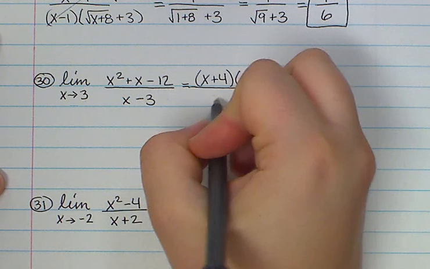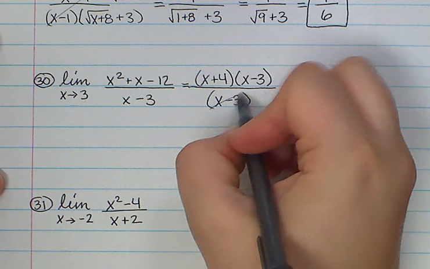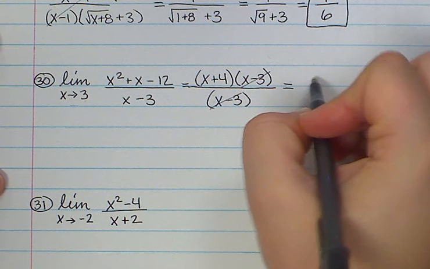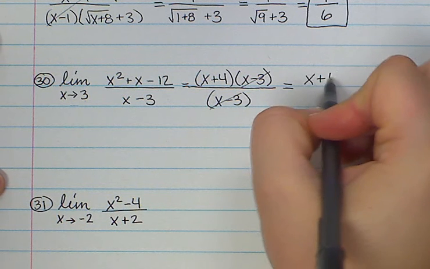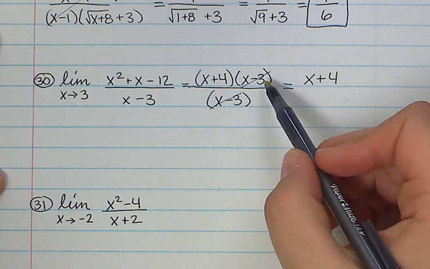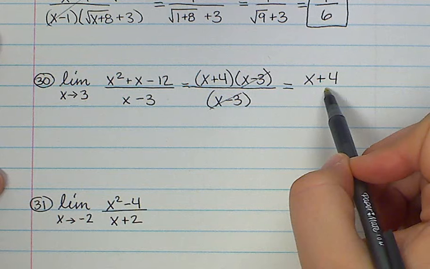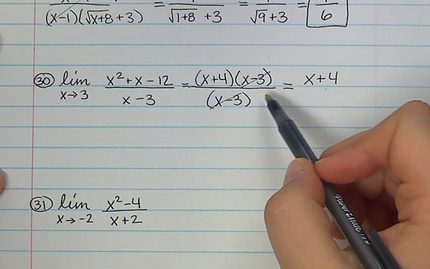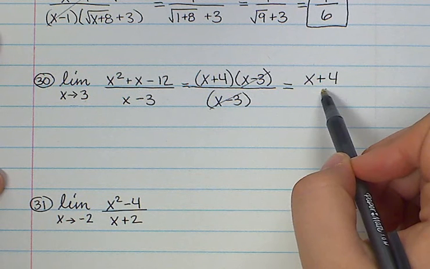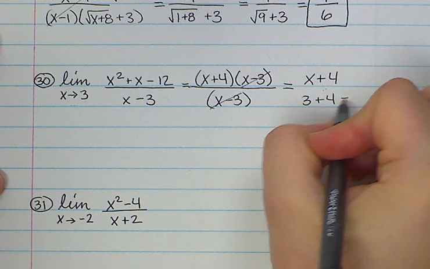If you're still struggling with factoring, the only way to get faster at it is to do more of it. So come and see me and I can give you some extra practice for factoring. It'll be worth it. So in this case, the x minus 3's cancel, and I'm left with x plus 4. Since it's in the numerator, I don't need the 1 placeholder. So I can just leave it as x plus 4. Now I can substitute, and that becomes 3 plus 4, or 7.